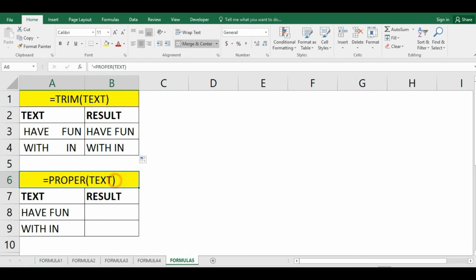Proper formula. This is syntax for proper formula. This formula is used to capitalize the first letter in each word.